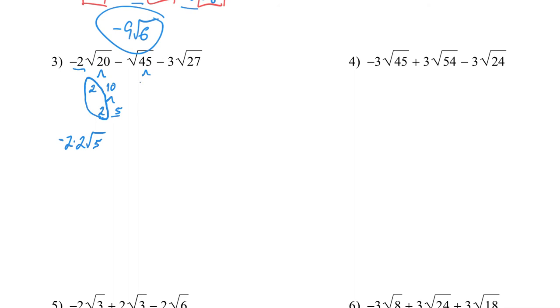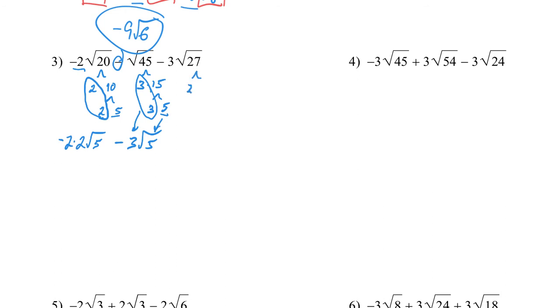So the 45, I can't divide by 2, but I can divide by 3. It's going to leave me with 15. And then 15 is going to be 3 and 5. So now I've got a pair of 3's with the leftover 5. So don't forget that's a minus there. So it's going to be minus 3 radical 5. The pair goes out. The leftover stays in. And then go to the next.